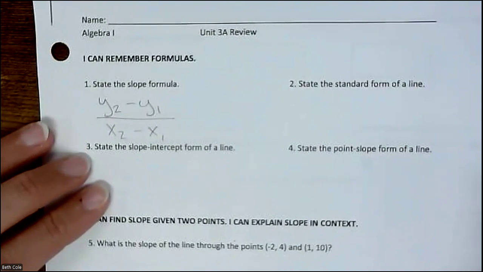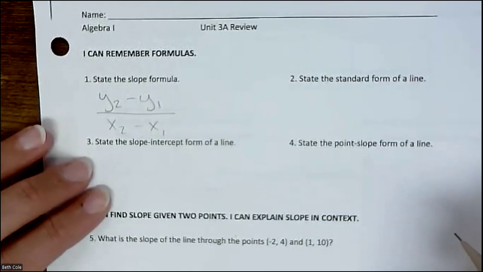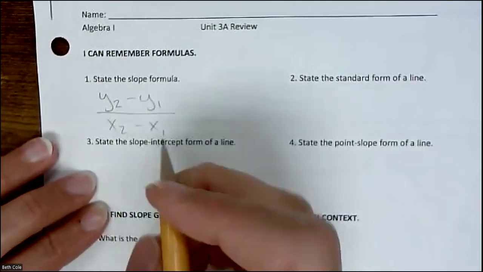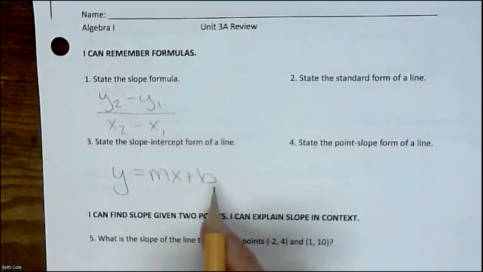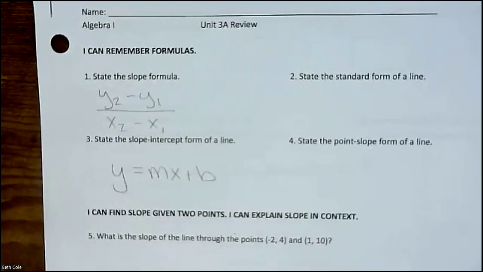Now that y equals mx plus b, good, say that louder. What is that one? That is slope intercept. So number 3 here, that's your good old y equals mx plus b. M is the slope, b is the y-intercept. That's why it's called slope intercept.